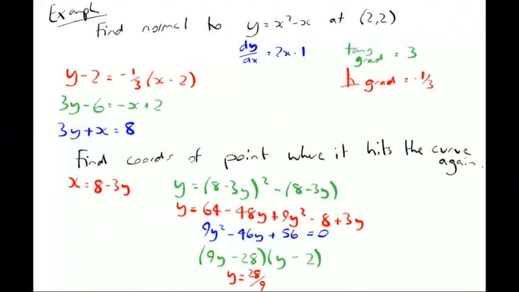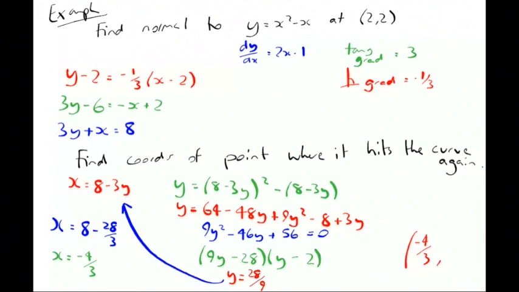So I'm going to sub it back into this equation that I created. I get x equals 8 minus 3 lots of 28 over 9. So that's the same as 28 over 3. 8 is the same as 24 over 3, so that gives me minus 4 over 3. So my coordinate is (minus 4 over 3, 28 over 9).